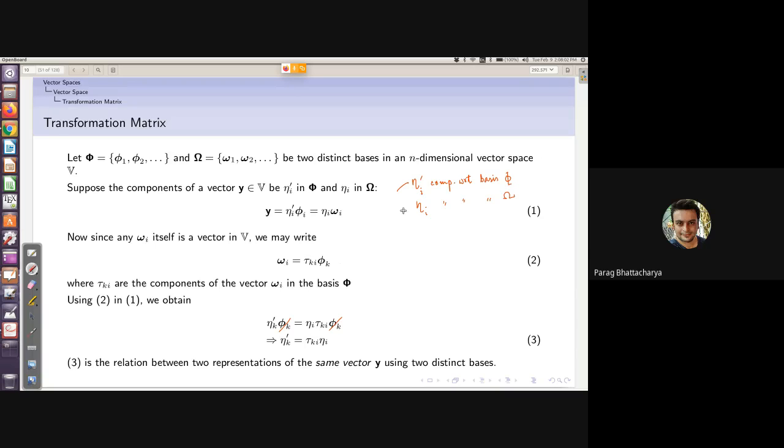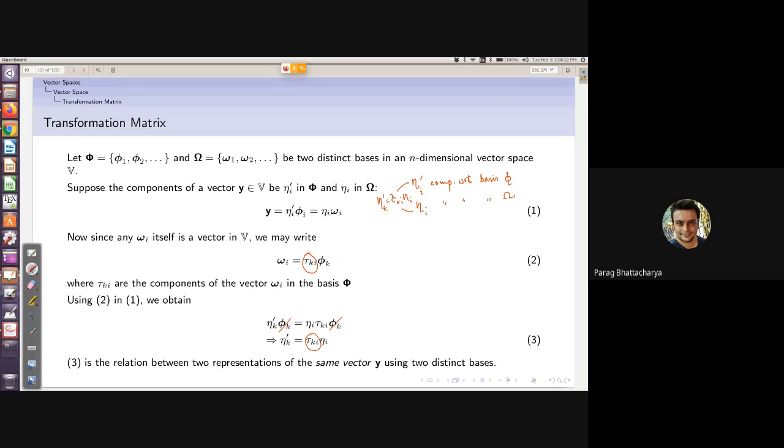And what is the relationship between these two components? The relationship between them is this: eta k prime is equal to tau ki into eta i. And where did we get this tau from? We got this tau from here. We wrote this tau from over here.